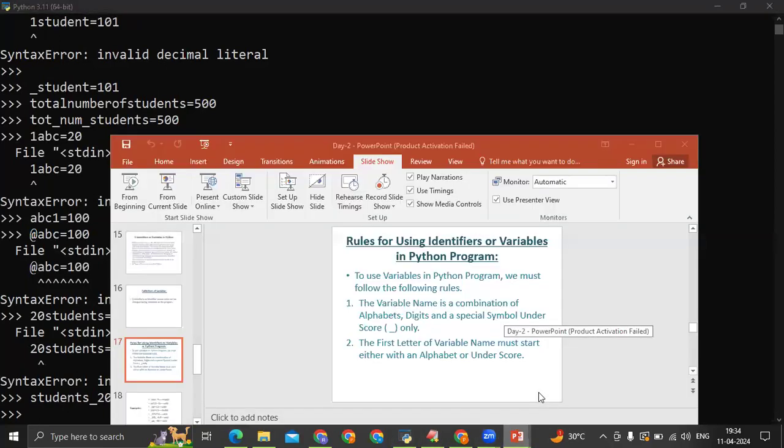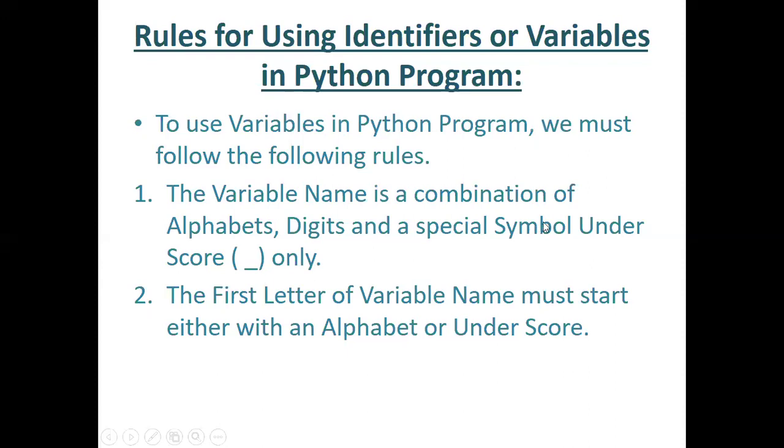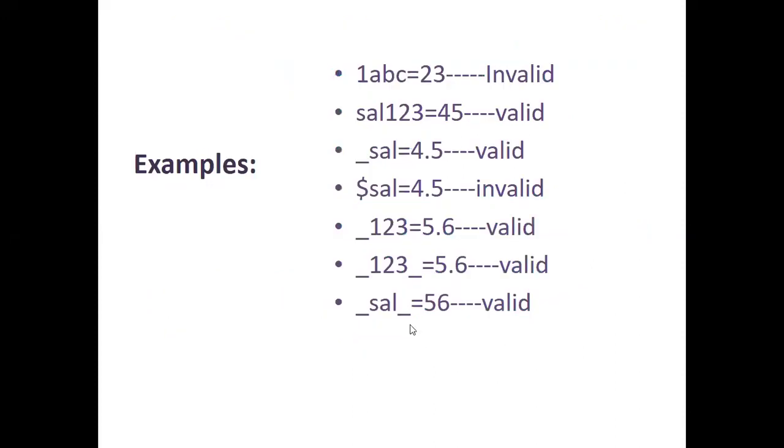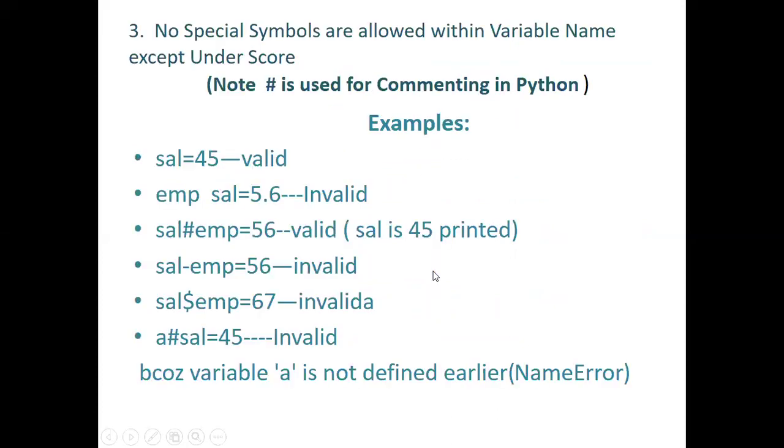So what we need to show is that the variable name should be a combination of alphabets, digits, and the special symbol underscore only. The first letter of a variable name must start with either an alphabet or the special symbol underscore. These are the examples I have given. Now, no special symbols are allowed except underscore.